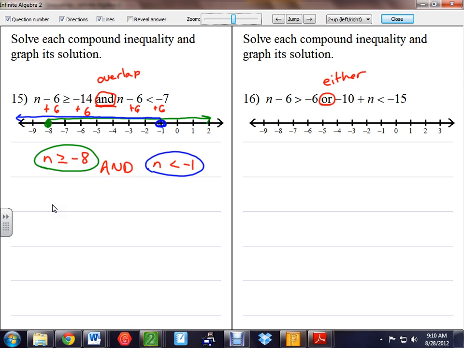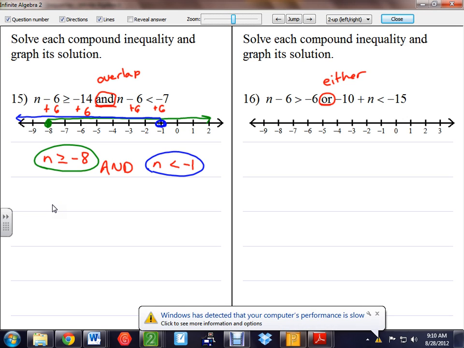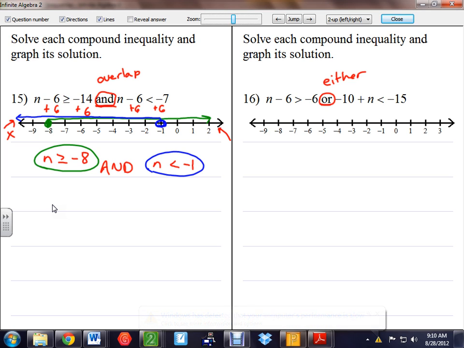Now we're looking for the numbers that meet the conditions set by both. So I'm not looking for things over here. That's not part of the answer because it's only on the blue arrow. I'm not looking for things bigger than negative 1 over on this side. That can't be part of the solution because it's not on the blue arrow. It needs to be on both since we're looking for "and." An "and" situation has to be on both.